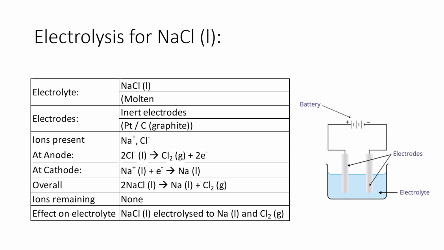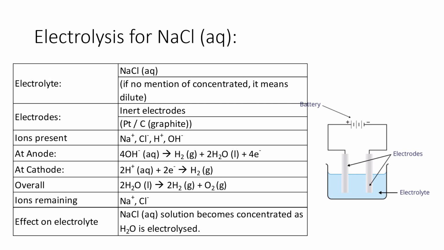If not, I'll continue. For the second diagram, it is NaCl(aq). (aq) means dissolved in water. I need you to draw the diagram again. This time, after drawing the diagram, label the electrodes the same, either platinum, which is Pt, or C for graphite, and they are both inert electrodes. Then label the electrolyte NaCl(aq). If they did not mention the word concentrated, it means that it is dilute. You can automatically assume that it's dilute.